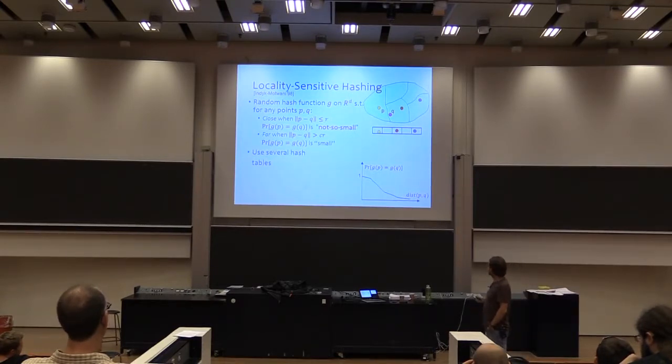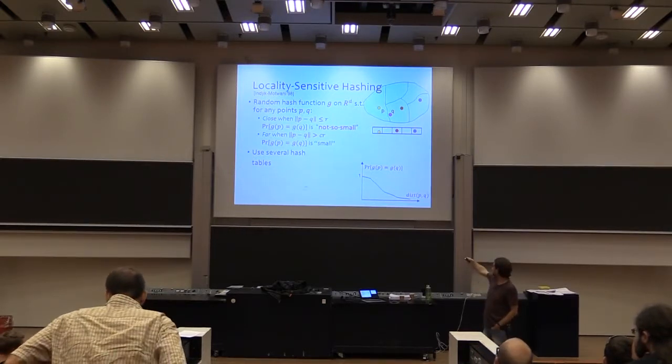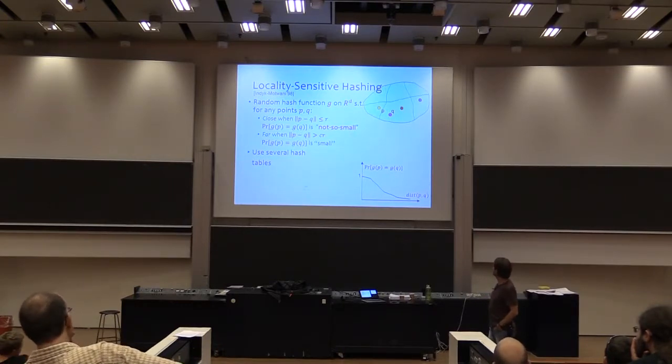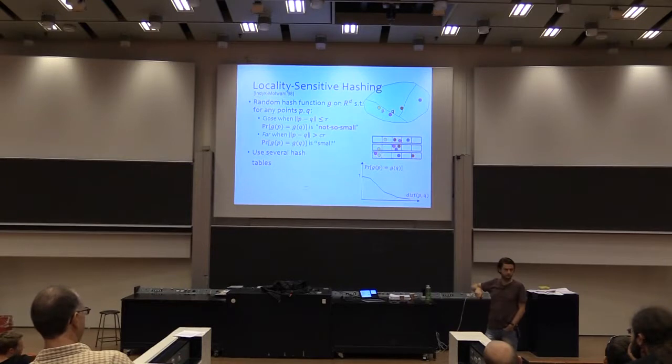In this situation, when we have this not so small and small, we'll have to use several hash functions, because maybe one hash function will fail to find the near neighbor because this probability is not high enough. So we'll have to repeat this experiment a few times, basically construct a few of these partitions. And we hope that in one of the partitions, for example in this third one, the query point and the desired point will collide.